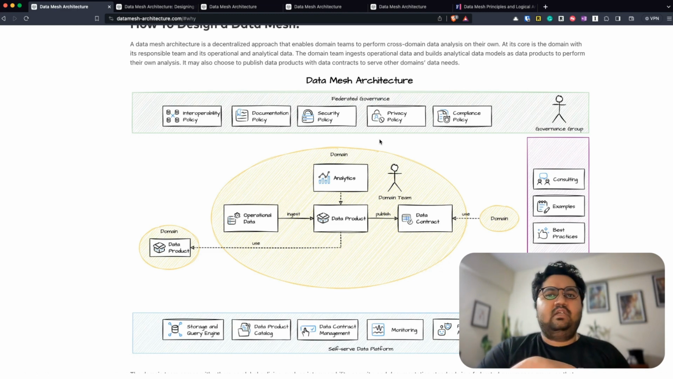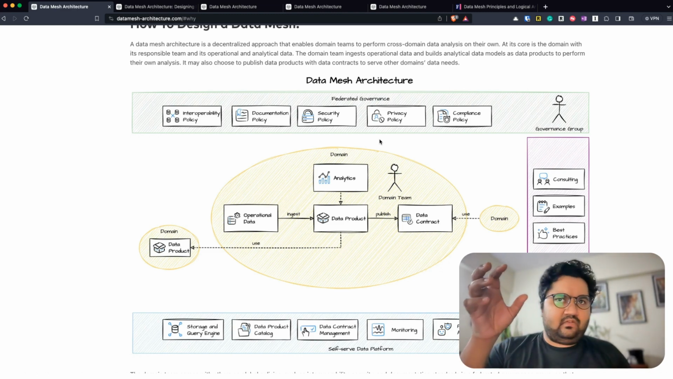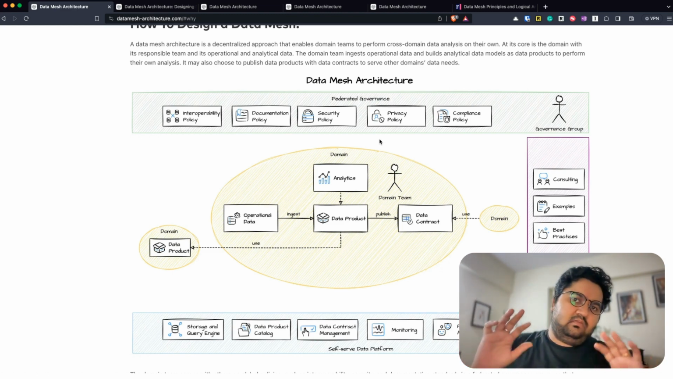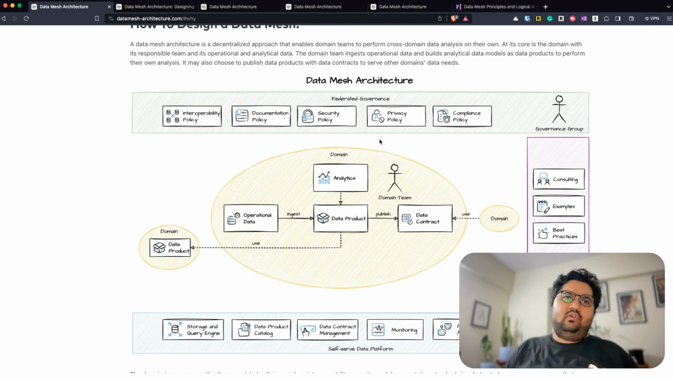Like you might have a cloud-based setup, and you have certain governance structures for cloud. And so basically that's the usual meaning of what we understand as governance. And then in the center, you have a whole domain where you have data products, operational data, data contracts, and the domain team.